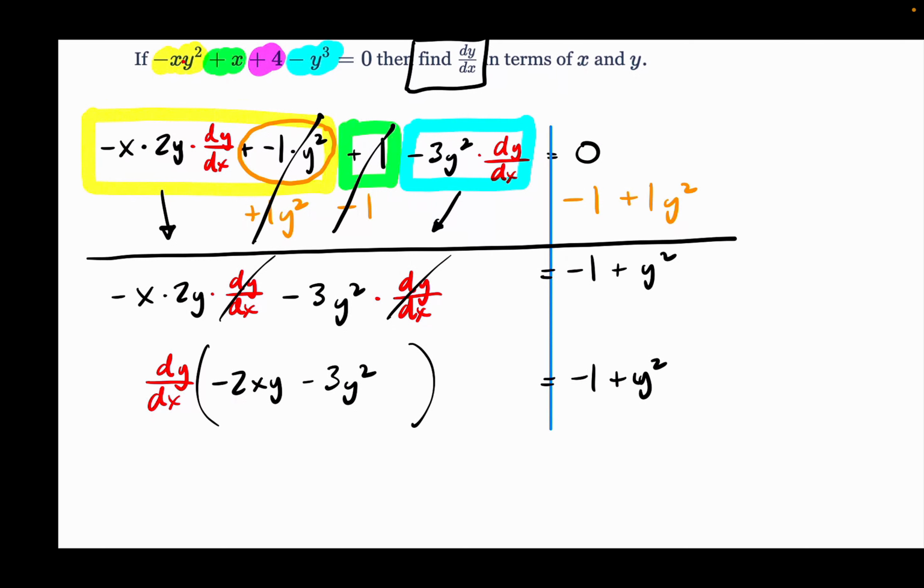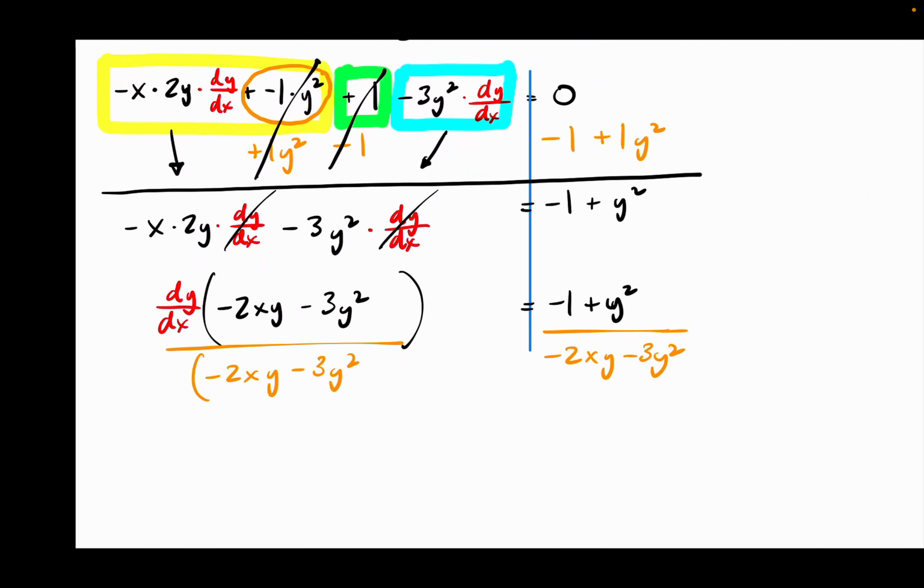Since what we want to isolate is being multiplied times the parentheses, we're going to divide by what's in the parentheses. Anything divided by itself makes positive 1.